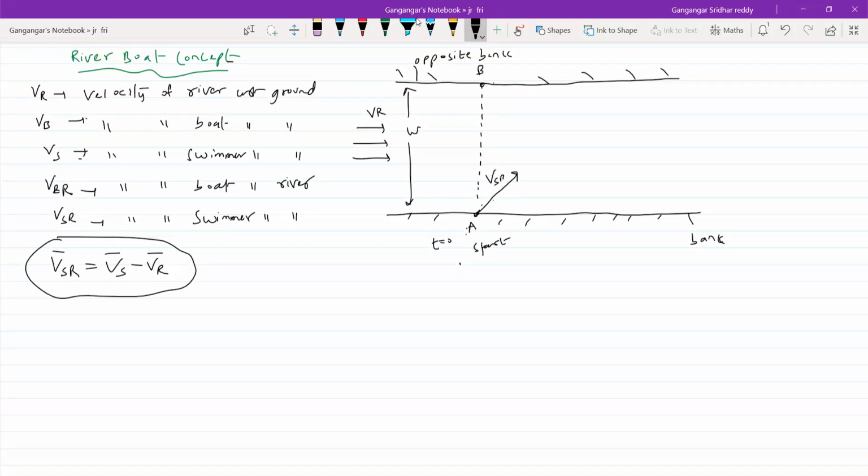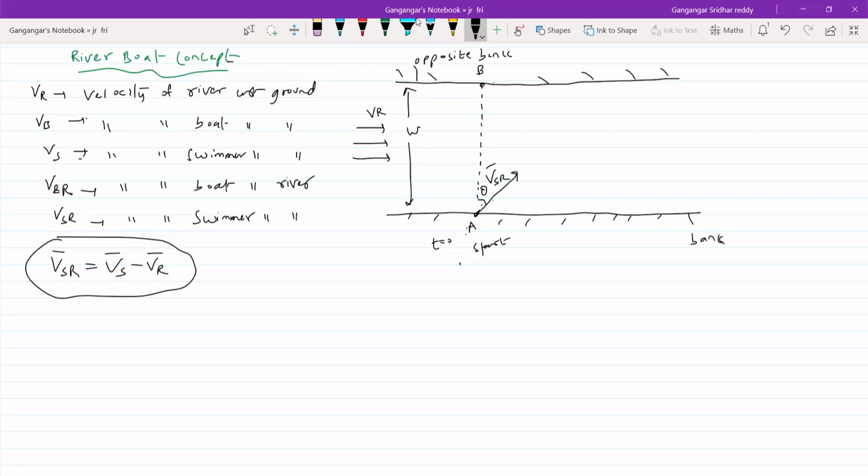like this. What do you mean by velocity of swimmer with respect to river? The swimmer will jump into the river, he will dive into the river. When he puts his head into the water, he feels he's moving in this direction. Let me take that as theta. He'll make some angle with the reference line AB. So that is VSR. What is this VSR? Velocity of swimmer with respect to river, or velocity of boat with respect to river.